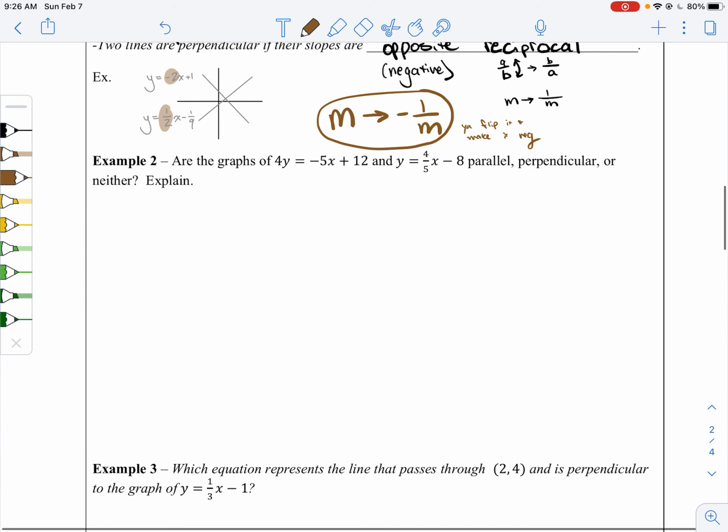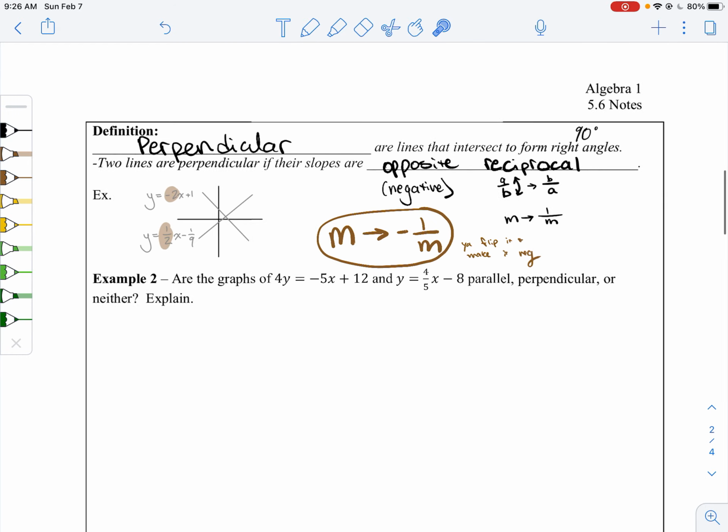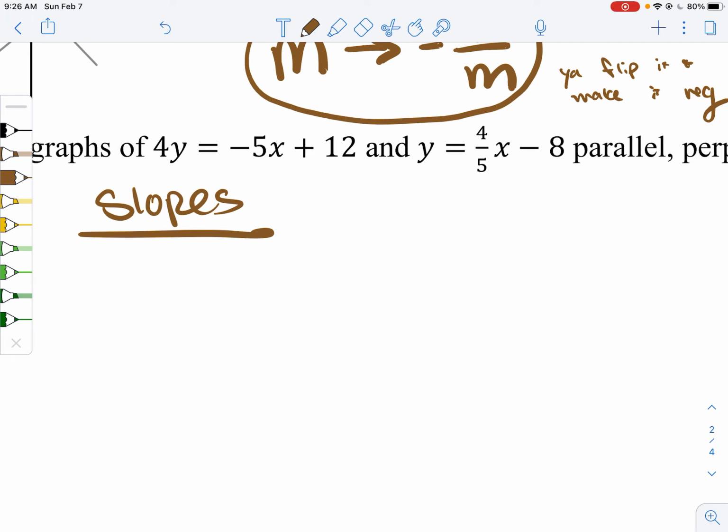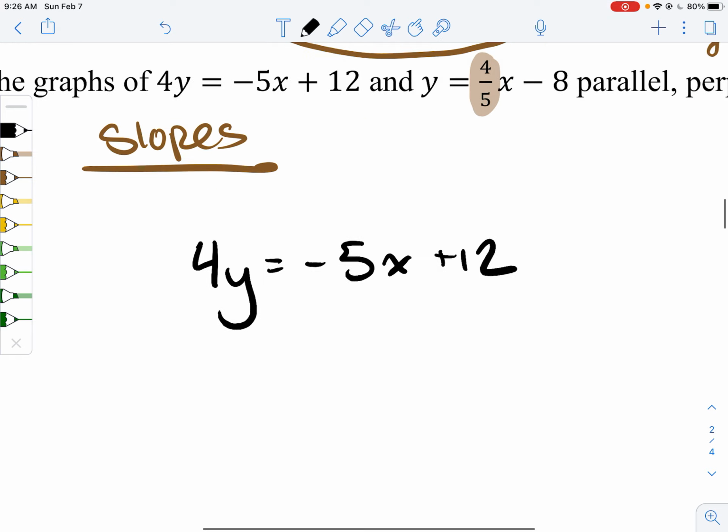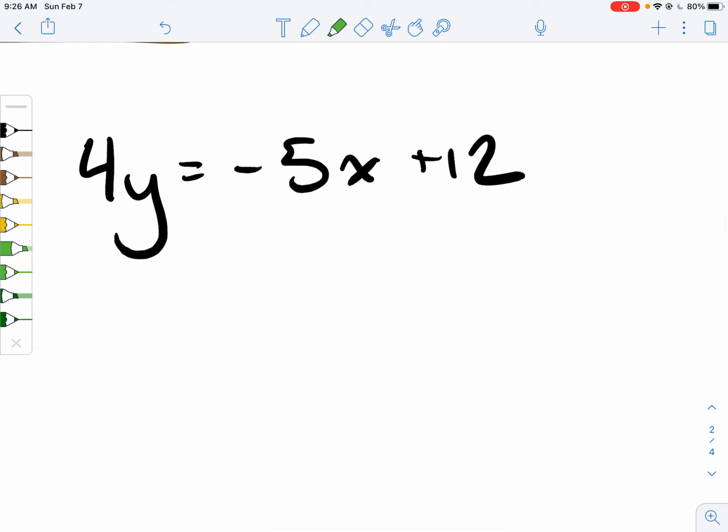Cool. So now let's look at these and say, are they parallel, perpendicular, or neither? Well, how do we know? We look at their slope. So it's a question of slopes. The easiest way to compare slope is to get them both in y-intercept form. This one already is, and we know its slope is 4/5. So we're going to take our other one, 4y equals -5x plus 12, and get it in y-intercept form by getting y all by itself.